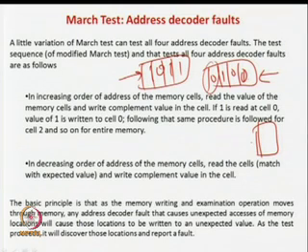By chance, if there is a problem, and you want to access the last cell but you are accessing this cell, you will get the value 1 and you can find out the address decoder fault. But obviously there are some kinds of aliasing effects also.